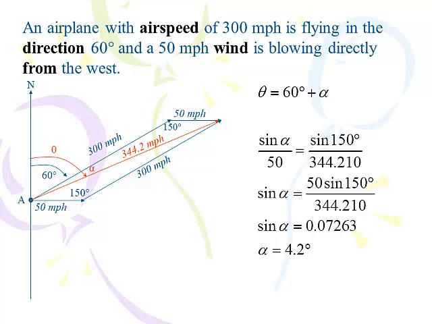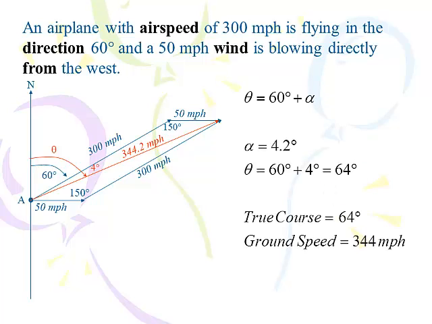So we add it up and we get 64 degrees. So the true course is 64 degrees. That's what the plane's really doing. And our ground speed is 344 miles an hour. And that's the actual speed, the real speed of the plane. All right, let's do another one like this and see how we do.